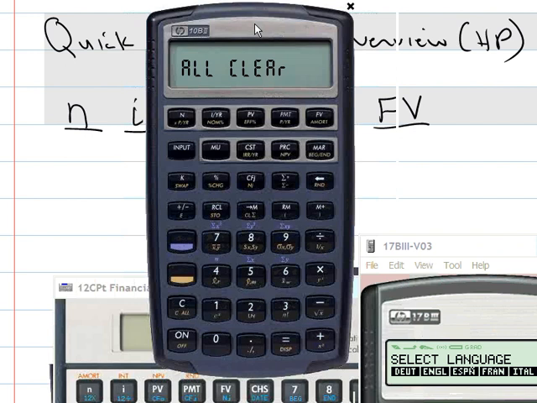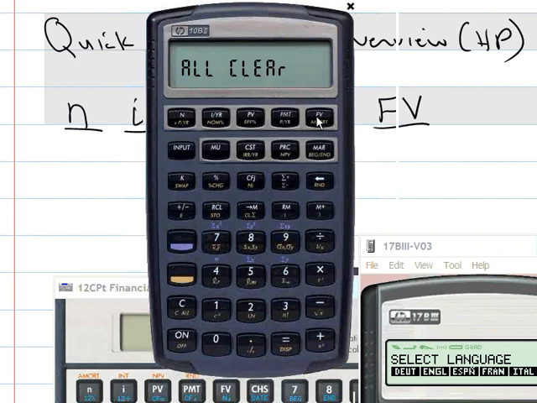And what you see here in the upper row is the time value of money menu, and that's the N, I, PV, PMT, and FV. N stands for number of periods, not necessarily number of years if we're not working in years. I, or I per year, stands for the interest rate per year. PV stands for present value. PMT stands for payment. FV stands for future value.